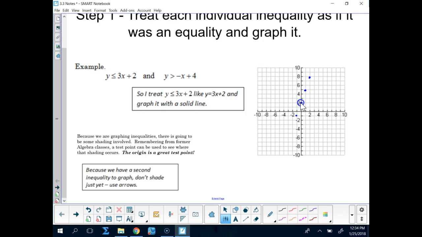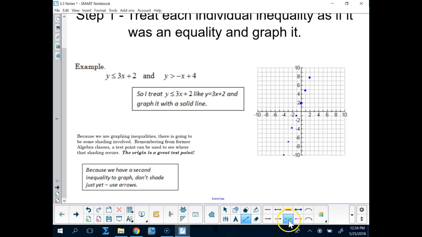Down 3, left 1. Down 3, left 1. And down 3, left 1. Okay? But now I got to ask myself two questions. First question is, is it going to be a solid or a dashed line? In this case, it's going to be a solid line because it's got the equals component.